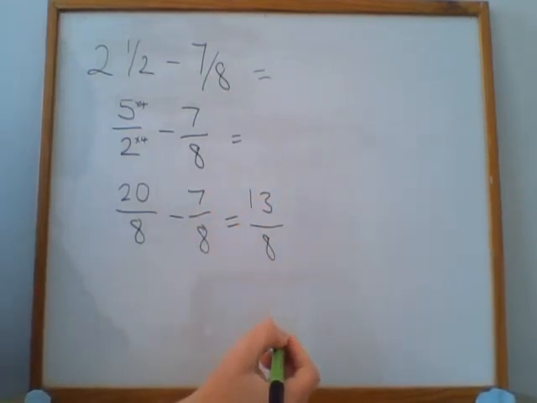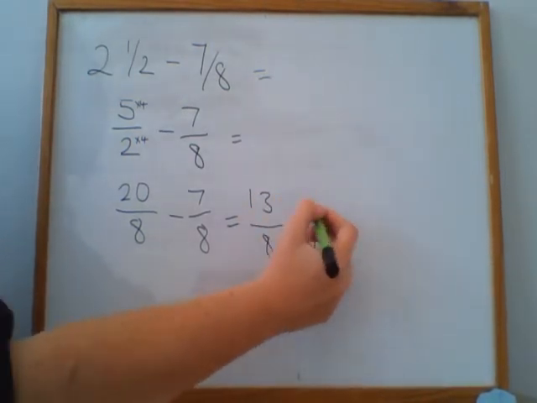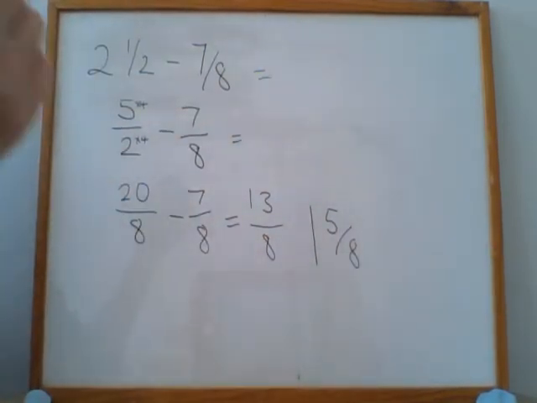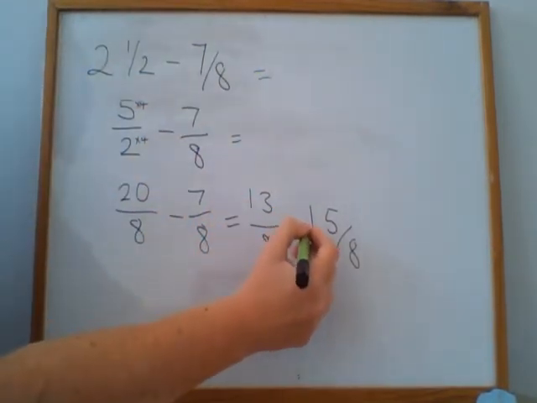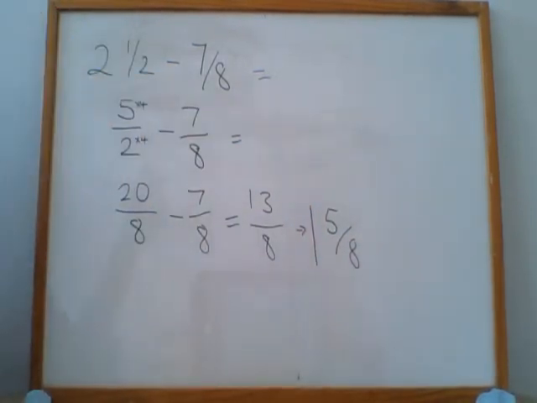And then I need to put it back to a mixed number. 8 into 13 is 1, remainder 5/8. So your answer would be 13/8, which changes into 1 5/8. Okay, that is the answer for number 8.